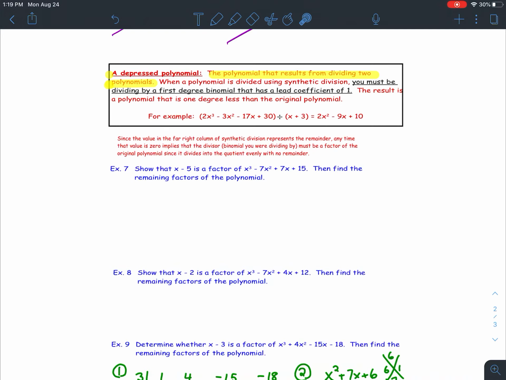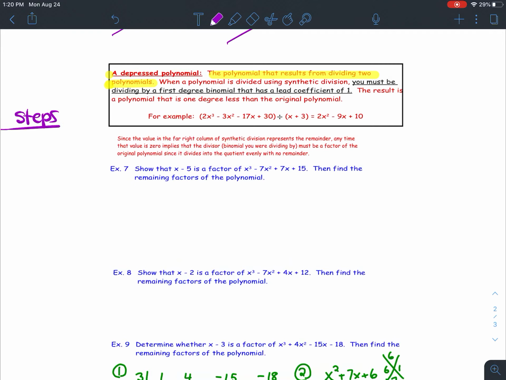Now, the reason it's called depressed, if you think about the word depressed, you probably think of someone's mood and how they're really down, sad, not feeling very happy. If you think about just the term down, a depressed polynomial, remember when you divide two polynomials, your answer is always 1 degree down from the original. That's kind of where the term depressed polynomial comes from, okay?